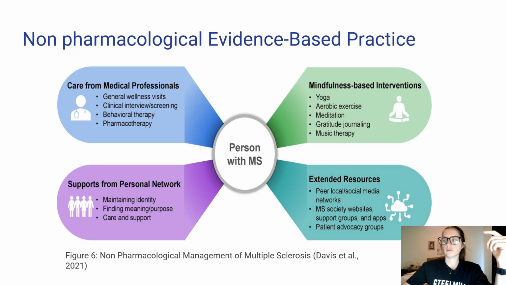You have some other interventions like yoga, aerobic exercise, meditation, journaling, maybe music therapy. And then again, going back to extended resources, maybe they can be put in contact with a support group or something. So a lot of the non-pharm management has to do with cognitive therapy and physical therapy. And then just also to add on, ensuring that they have a proper diet. So eating fruits and vegetables, grains, the right fats really helps these patients as well.